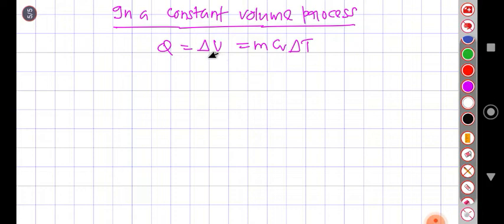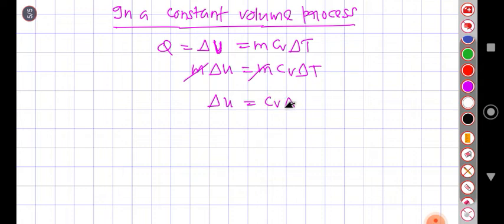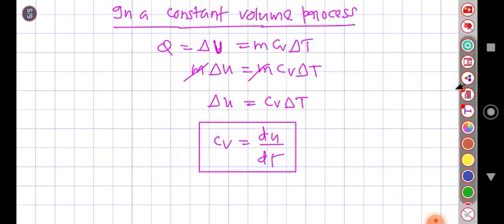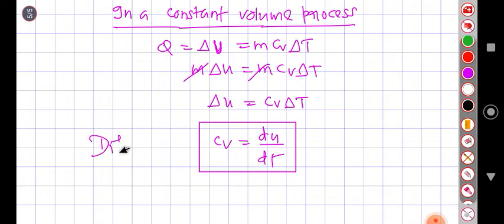So see, this delta U, the capital means it is a total change quantity. So if I write it for the small quantity, then small dU is equal to m Cv dT, right? So this m will get cancelled, and finally what remains is du is equal to Cv dT. From this I can write Cv is equal to du by dT, and this is the differential form of the specific heat at constant volume. Okay, this is the differential form, right?